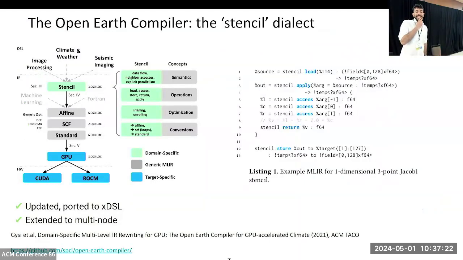So the next step we took, in order not to reinvent the wheel, was that we used the stencil dialect from a paper in 2021 published in ACM TACO, where this dialect helps to build all the necessary semantics for the data flow and neighboring accesses in stencils. You can see on the right-hand side a simple one-dimensional three-point Jacobi stencil showing the iteration style and the accesses of the stencil update. After this could be expressed in this way, it automatically lowers to affine, standard control flow and standard dialects in MLIR, and with some lines of code we were able to support automatic lowering to the GPU dialect and getting the ROCm and CUDA backends for free.